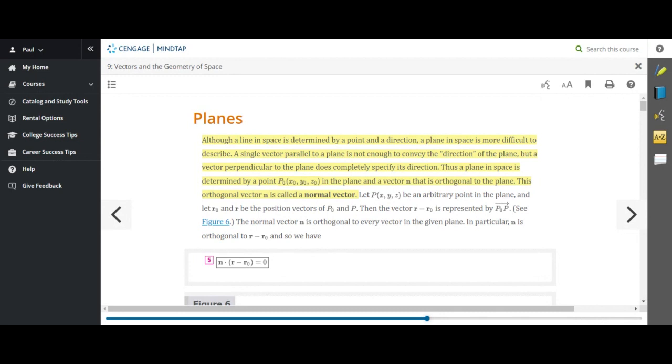A single vector parallel to a plane is not enough to convey the direction of a plane, but a vector perpendicular to the plane does completely specify its direction.